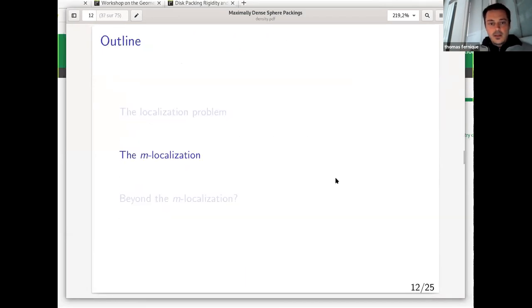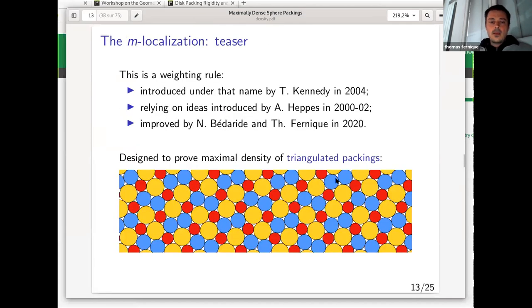And now in the second part of my talk, I want to consider a particular localization that I have played with in the last few years. It is the M localization. The M localization is a weighting rule, as we have seen in the general definition and some examples. I saw the name introduced by Tom Kennedy in a paper in 2004. He says in this paper that the name is quite common in some part of physics, I don't know.